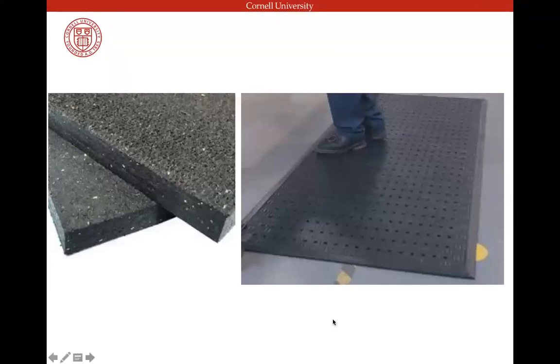So we actually had a food facility where they had these mats and they were constantly coming up positive, and no matter what they tried, they couldn't seem to get them clean. So they ended up tossing out all of these mats and buying orthopedic shoes for all of their employees. And they stopped their persistent Listeria problem by throwing out these mats.